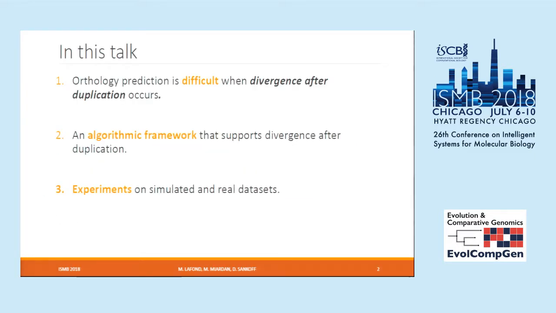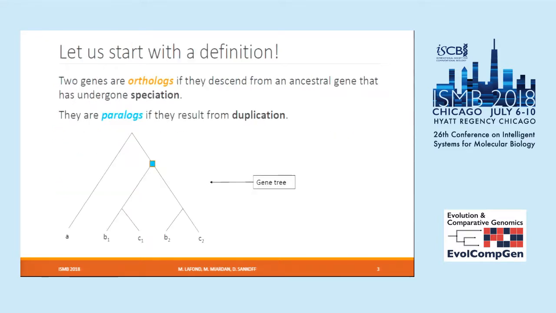And in this talk, I want to talk about how orthology prediction can be difficult when you have divergence after duplication. So that's a problem. We have some algorithmic solutions that I'll briefly talk about, and I will talk about some nice experiments that we did. So let's start with a definition, like any good talk should.